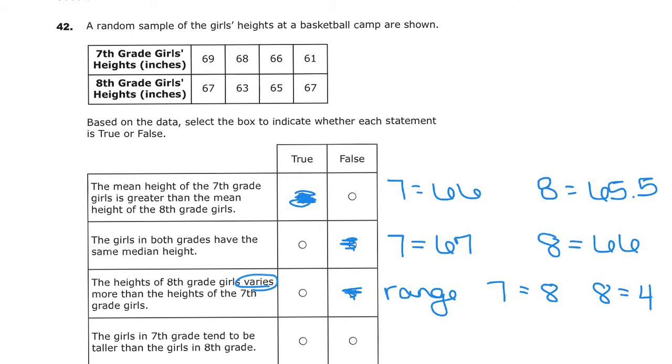Eben, why do you say this is true? Because I compared all of the data for the median and the mean, and the 7th grade was usually higher. Good. Compare the median and the mean. And both of them proved that the 7th graders are taller. Well done.